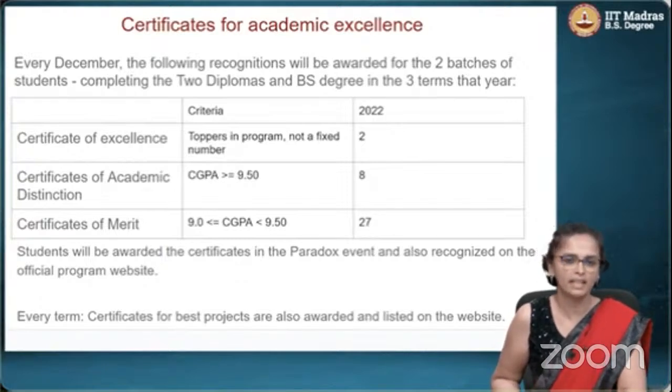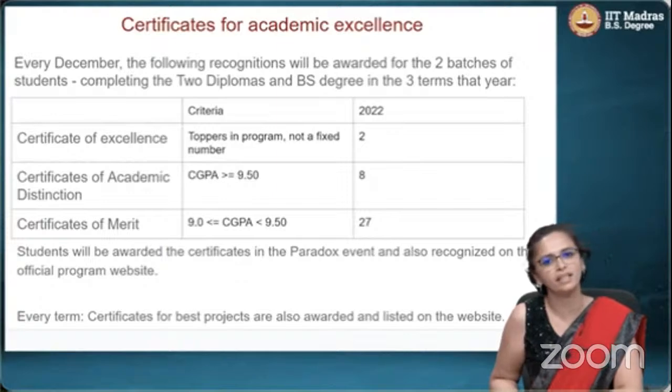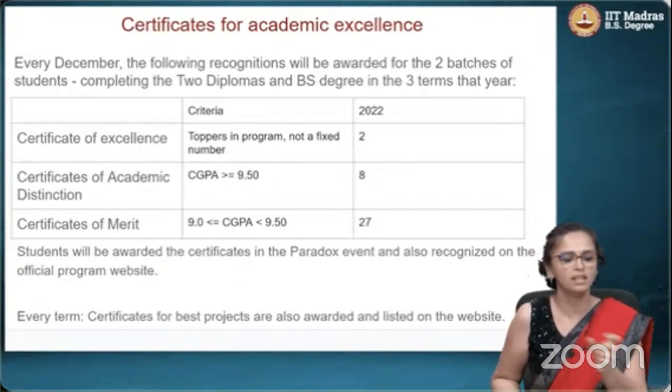And at the end of 2 diplomas and at the end of the batch that is getting out with the BS degree, the certificate of excellence will be awarded to a certain set of toppers. So this will be the first category of awards that we have.